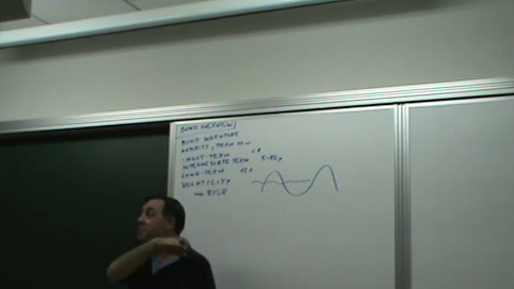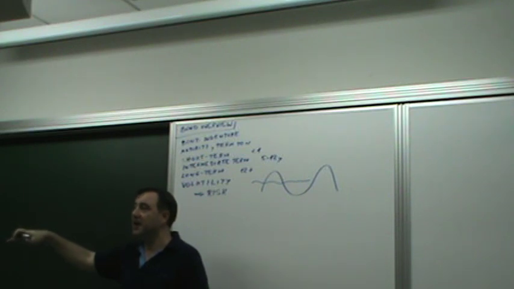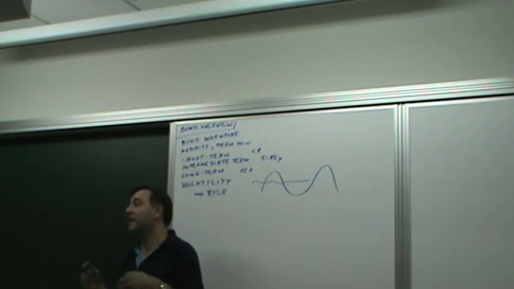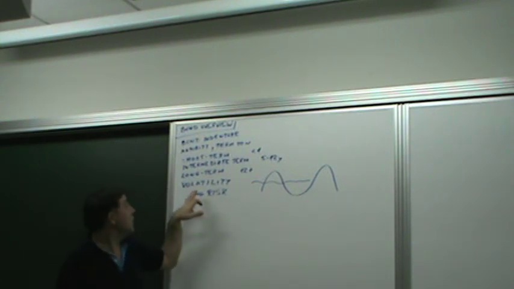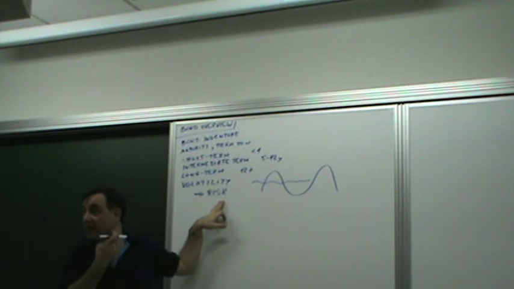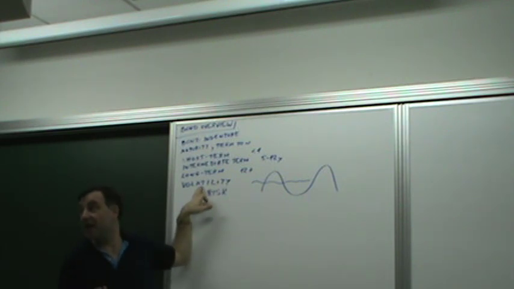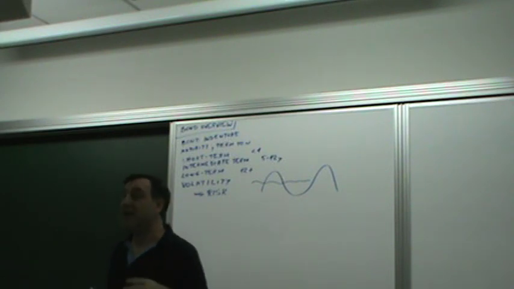Or the price may be perfectly constant. And if it's perfectly constant, then it does not have any risk at all. Okay, so risk in modern finance is measured by the volatility of the asset. And this type of risk is called price risk.